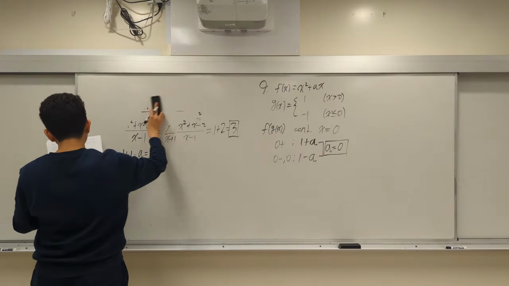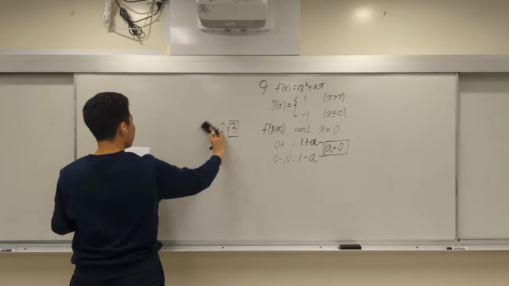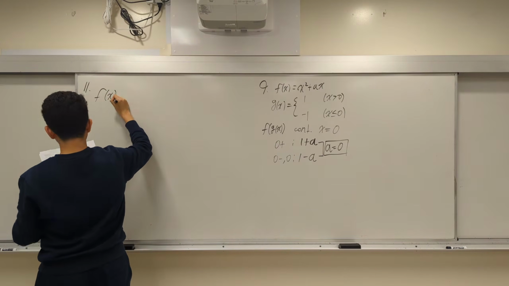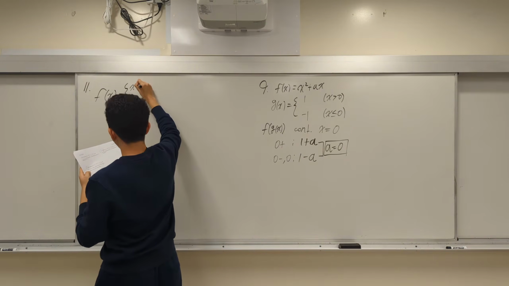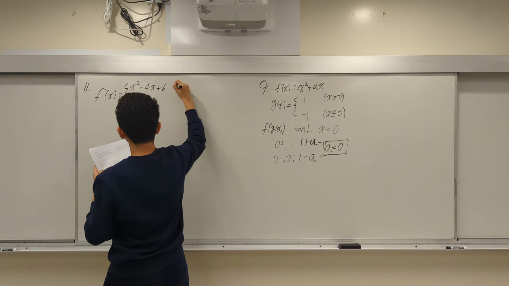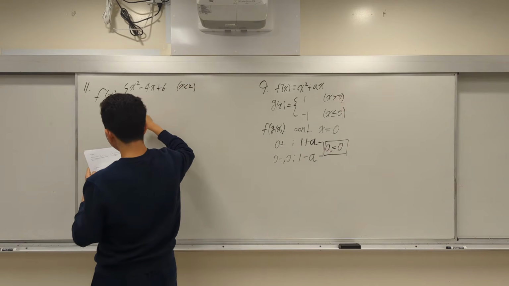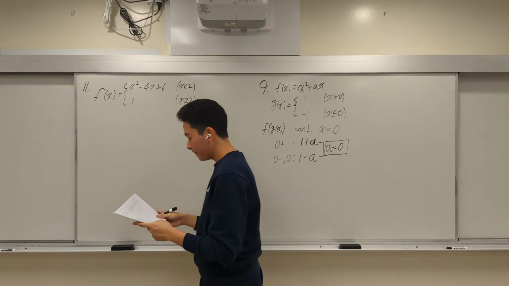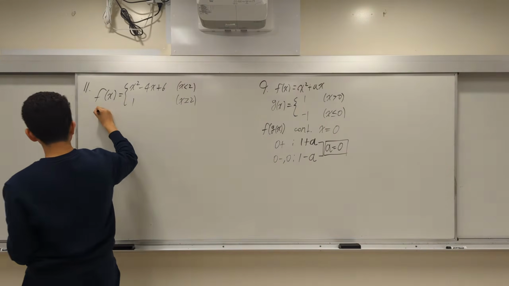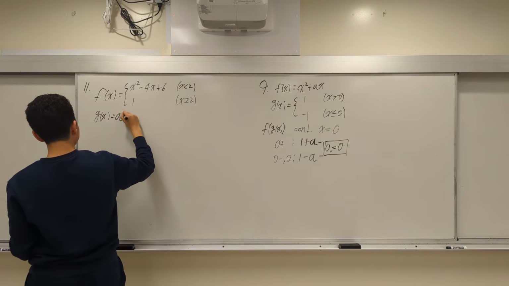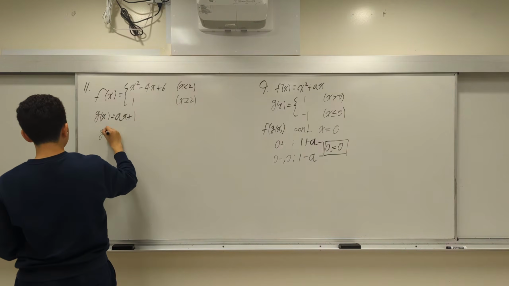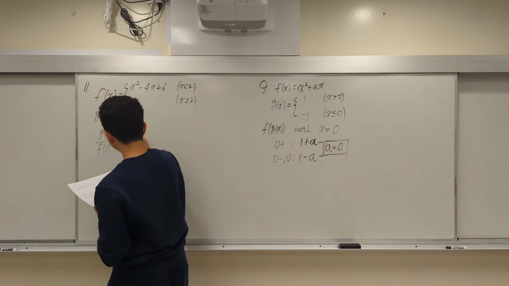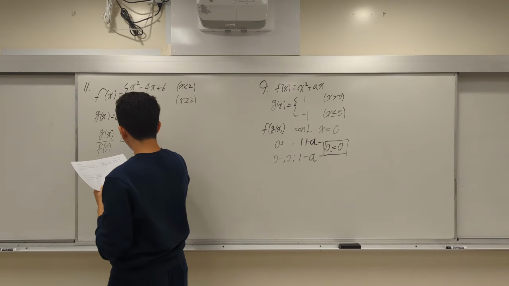So we have a piecewise function f of x defined like so: x squared minus 4x plus 6 when x is less than 2, and 1 when x is greater than or equal to 2. Find constant a. Okay, so g of x equals ax plus 1. And now we have to say that g of x over f of x has to be continuous for the set of all real numbers.